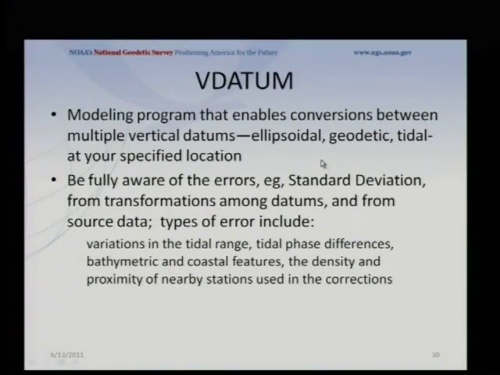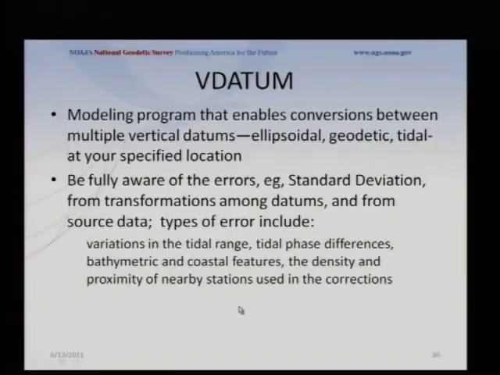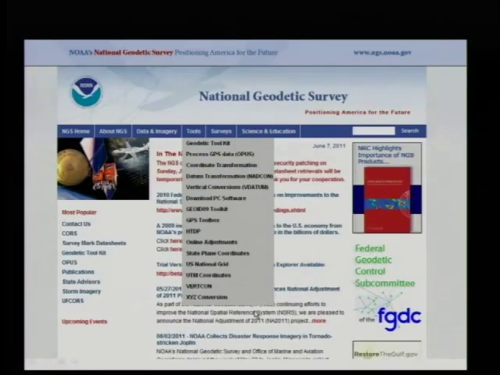So VDatum, I wanted to spend some time. Ann would probably say I don't need to spend any time because she doesn't think that VDatum is accurate enough. But if you want to get a sense, anyway, of the datums, then this is a pretty handy way to at least get a sense of where an ellipsoid height is, a geodetic height, and a tidal height, a tidal datum. But there are a number of errors, and I'm not going to go into the details, but you should know about all the things that go into them. You can download it from CO-OPS's website or from ours. From ours, it's here under Tools, Vertical Conversions, VDatum.